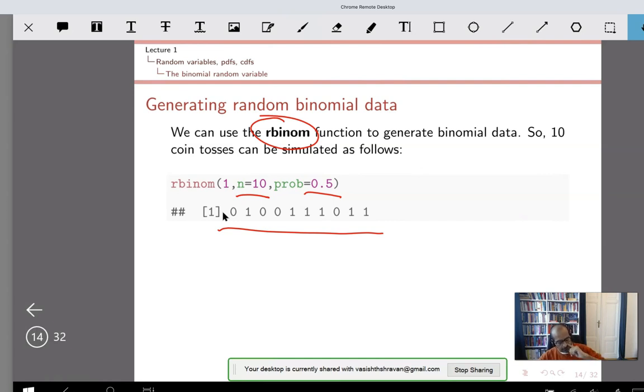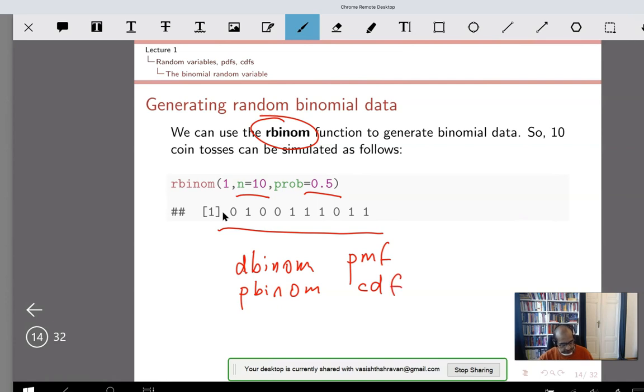Okay. So what we have learned so far is that for the binomial random variable, we have the dbinom function, which gives us the PMF, the probability mass function. We have the pbinom function, which gives us the cumulative distribution function of the random variable, and we can generate random data with the rbinom function.